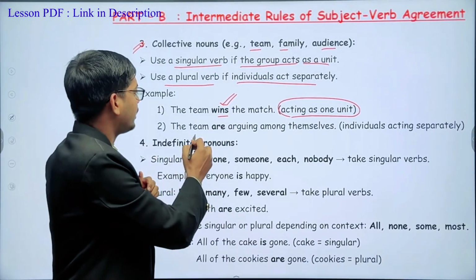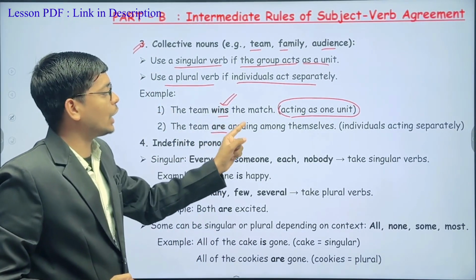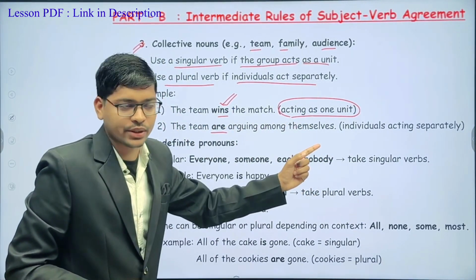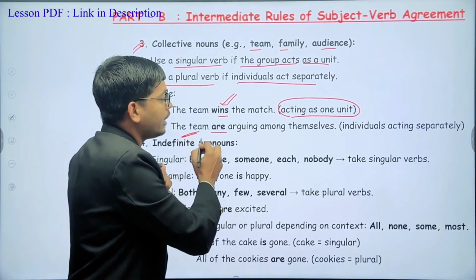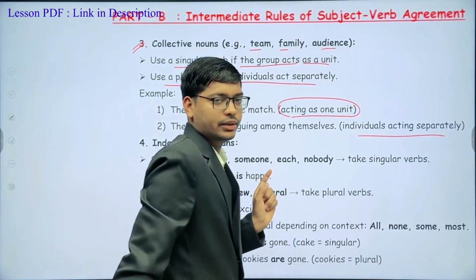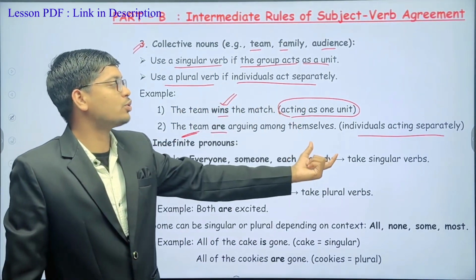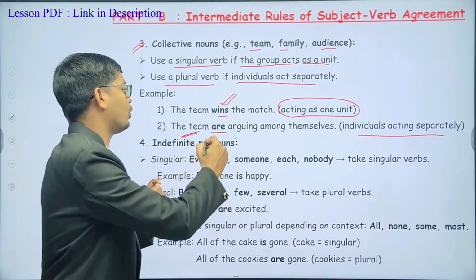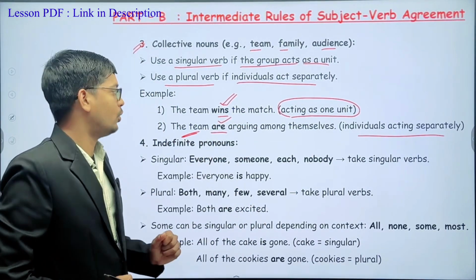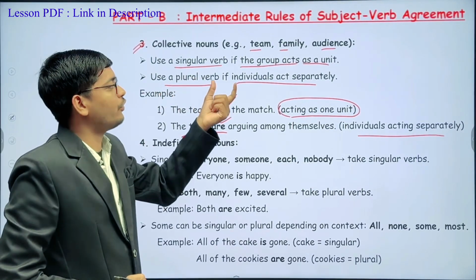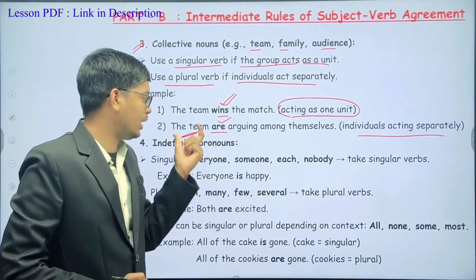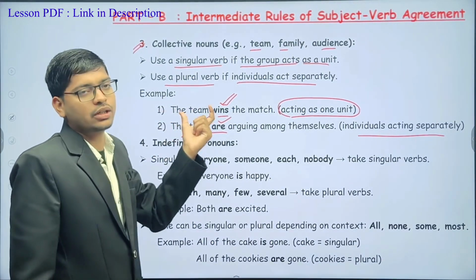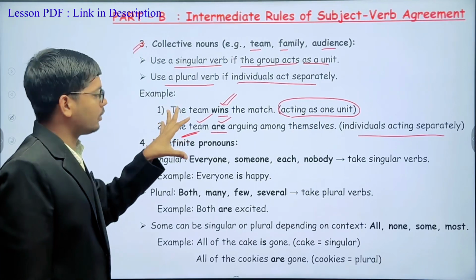Next, "The team are arguing among themselves." Here, the team's individuals are acting separately. The team is working, individuals acting separately, so we have to use a plural verb. The plural verb "are" is correct here. So use a plural verb if individuals act separately. Here the team is working as individuals acting separately. So you understand.